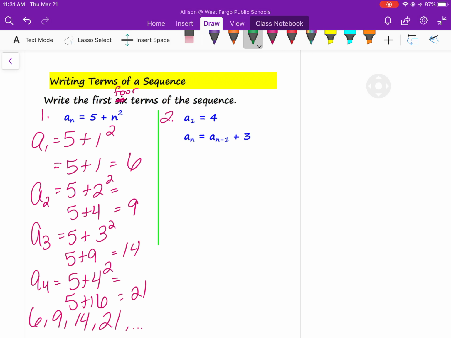Number 2 uses our a sub n minus 1. Remember that a sub n minus 1 stood for the previous term.